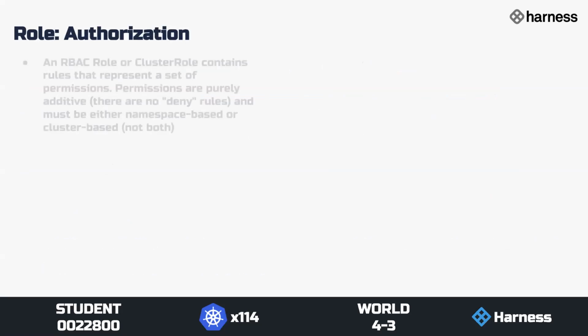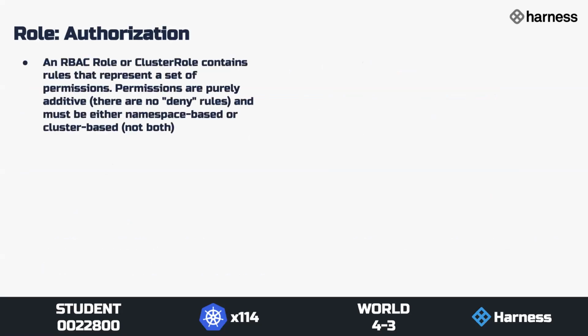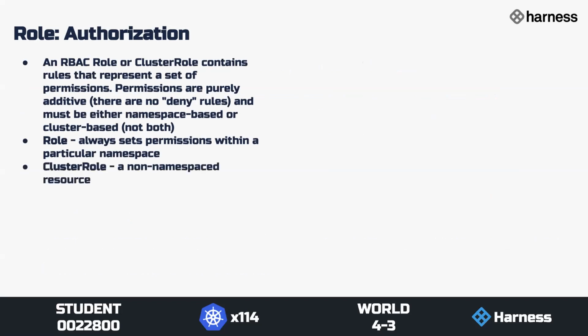So for your authorization, this one's interesting. You can use what's called a role or a cluster role. A role is a set of permissions, but you assign it to a particular namespace. A cluster role is a set of permissions that is not designated to a desired namespace. So a role might be, go get all the pods inside of namespace default. A cluster role might say, go get all the pods, period. And you can execute this on any of the namespaces you want to.